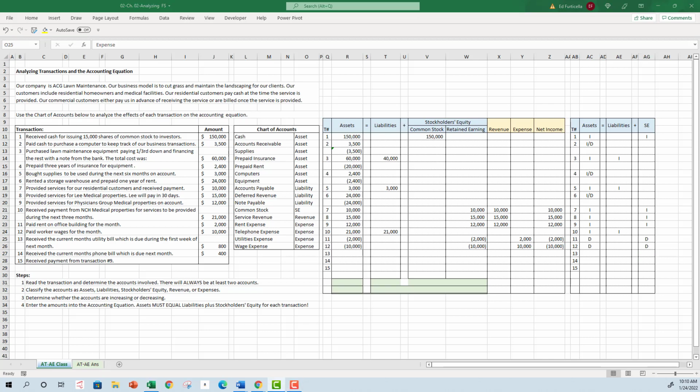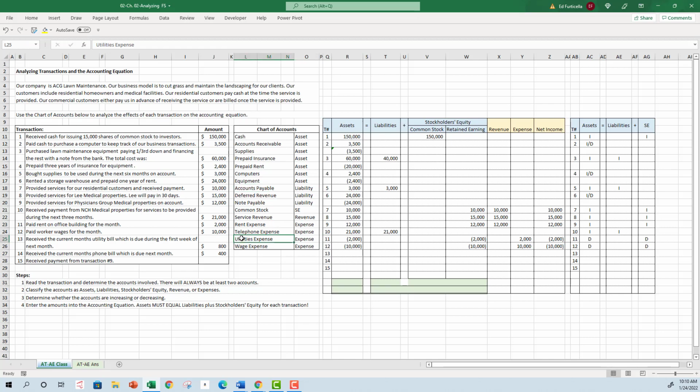Transaction 13 requires a little explanation. In 13, we received the current month's bill for utilities, but the bill is not due until the first week of next month, so we will not pay it during the current period. The two accounts involved are utility expense and accounts payable. Utility expense is recorded because it is an expense for the current period.